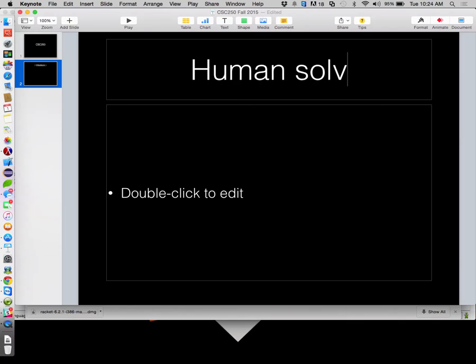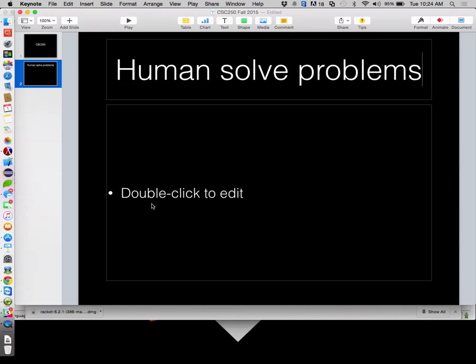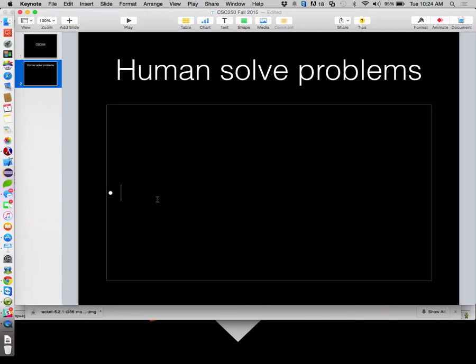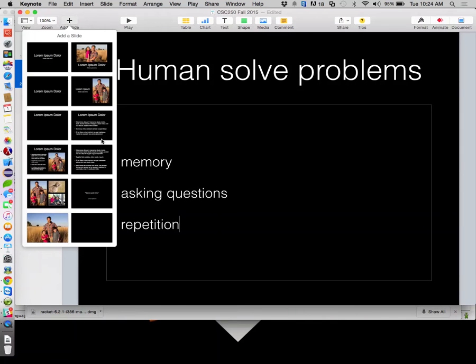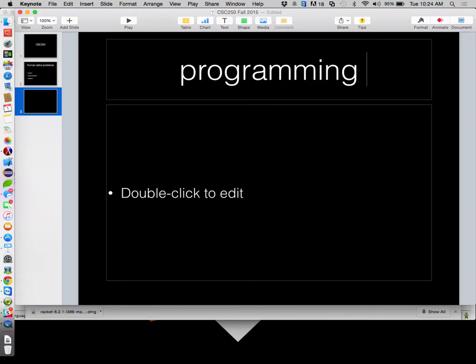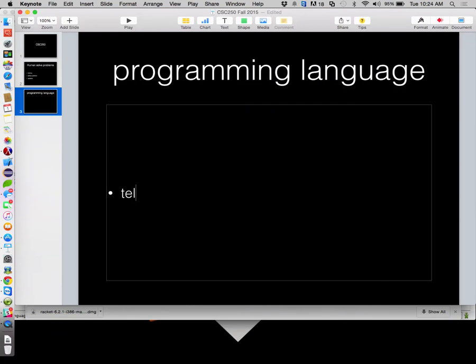All right, so how human beings solve problems. All of us should remember this stuff. What are the three things human beings use to solve problems? Memory, asking questions, repetition. So human beings solve problems using these three steps. What's the job of a programming language? Tell a computer what to do. And by the way, I'll put these slides up on Blackboard as well. That's on iCloud, so I'll put a link up there. So it's to tell a computer what to do.